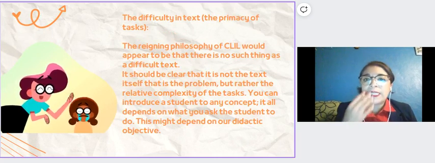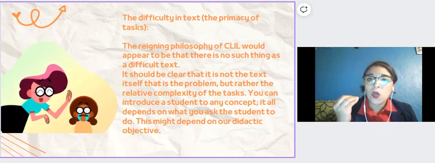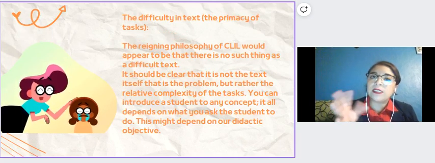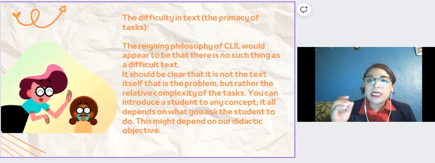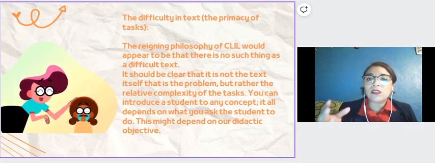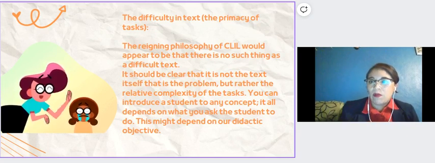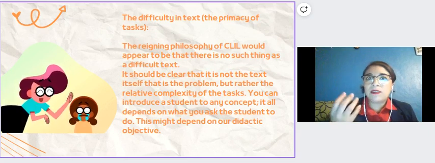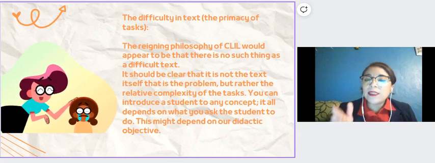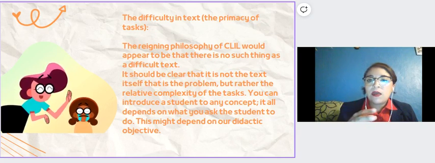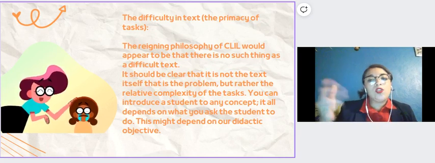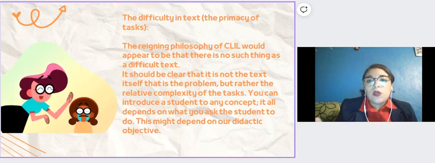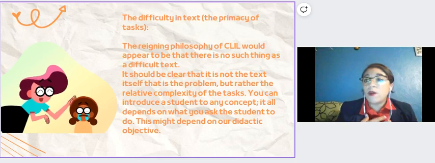So the difficulty in text, the primacy of task, basically, the writing philosophy of CLIL will appear to be that there is no such thing as a difficult text. As you can see, it should be clear that it's not quite that the text itself is the problem, but rather the complexity of the task. You can introduce a student to any concept. It all depends on what you are going to ask the student to do. So this depends on our deductive objective.